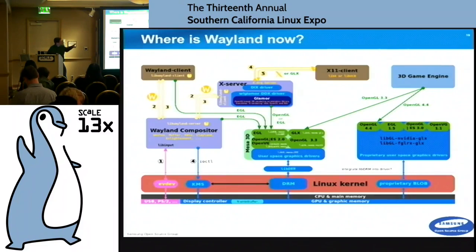So that's kind of where it currently lives now, where you can run X clients, Wayland clients. And in the middle there's XWayland that can sit between X clients and Wayland, and you coordinate all these things.